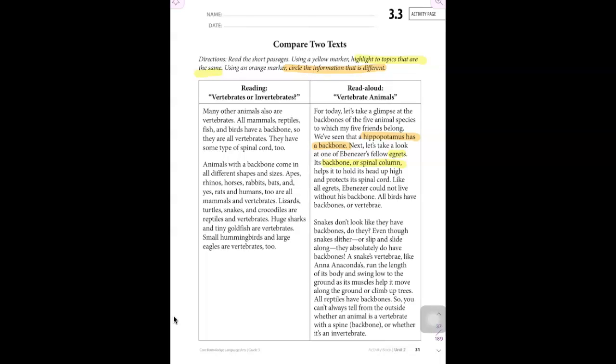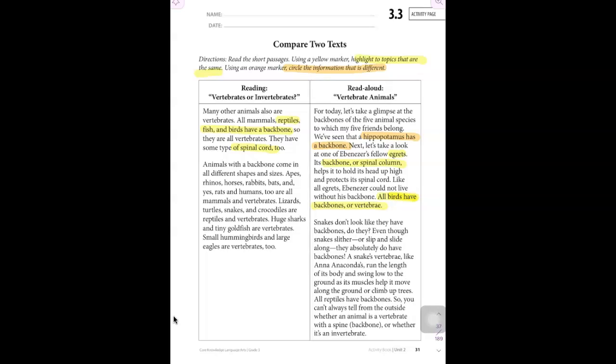Like all egrets, Ebenezer could not live without its backbone. All birds have backbones or vertebrae. And there it is again, talking about the birds. Let's keep going. So over here, we also have the reptiles, fish, and birds have a backbone, the spinal cord, which we had over here. And then here we have, oops, sorry.